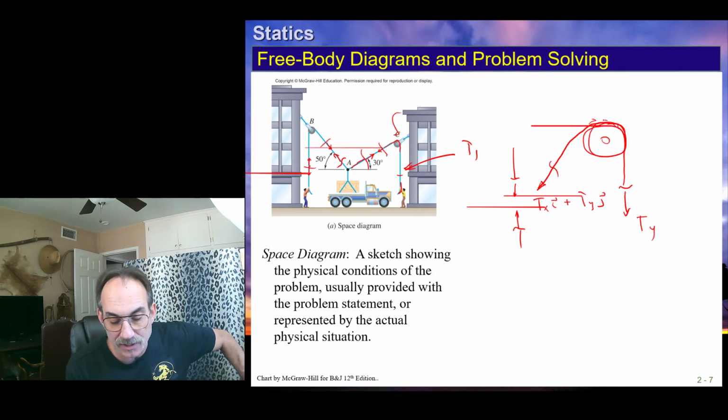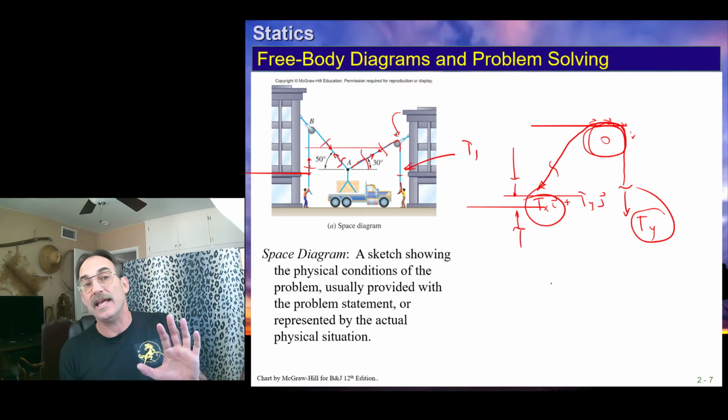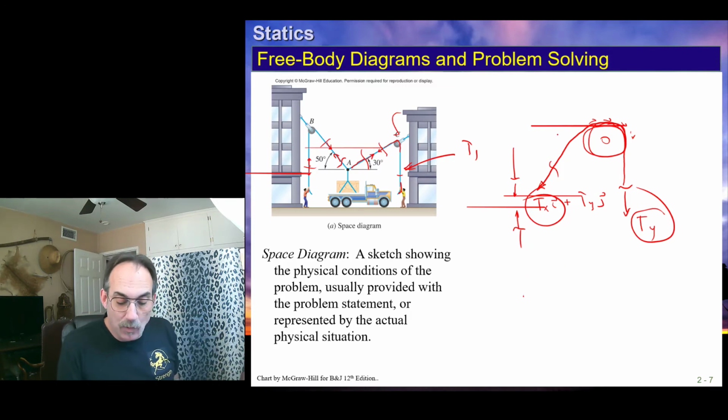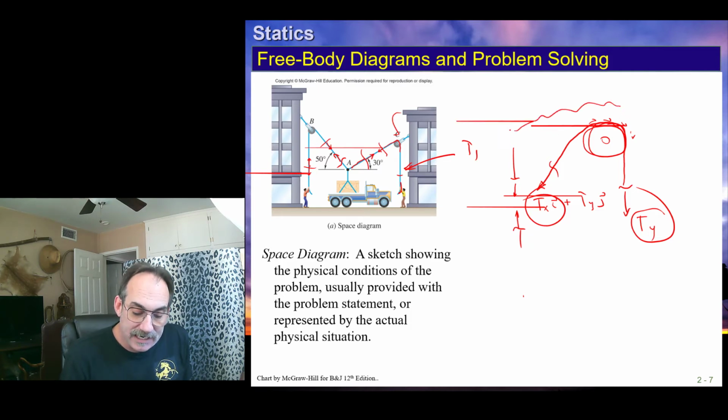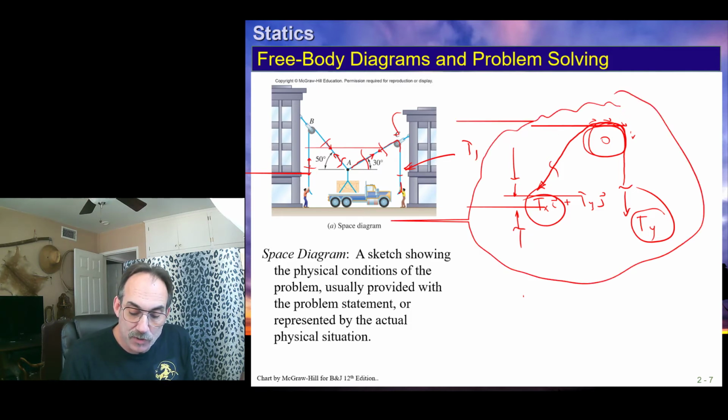Now, if it wasn't frictionless, then friction could change the tension from one value to another value. We'll deal with that when we get to friction later. Right now, in most of these problems we're going to see until we get to friction, we're going to assume frictionless pulleys and frictionless everything else.